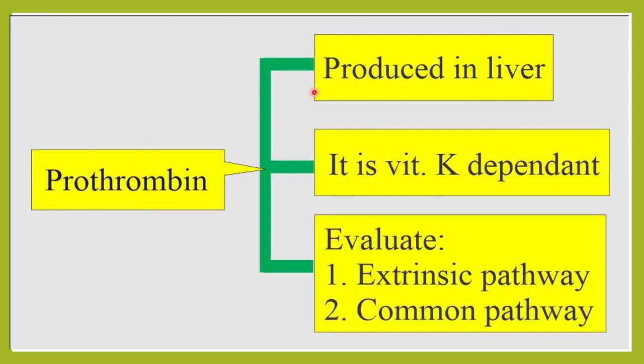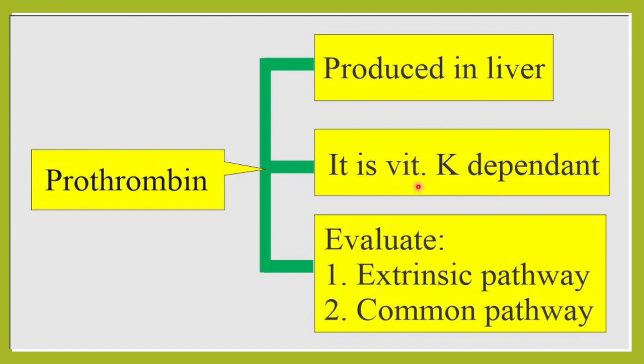It is produced in the liver because it is a protein. Hence in liver diseases etc., we use prothrombin time to monitor the severity of the liver disease. It is vitamin K dependent. Factors 2, 7, 9, 10 are vitamin K dependent.